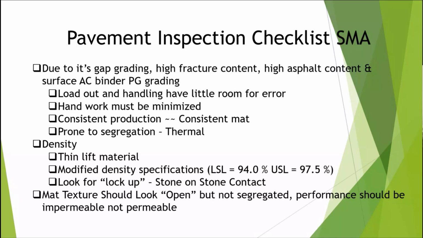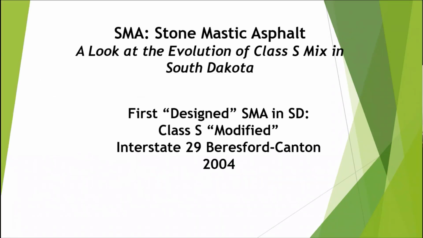And generally, what you're looking for in the design is this lockup. You need the stone on stone contact, and you can feel it in a gyro if you have it right. So your spec limits change to 94 to 97.5. But segregation can occur in placement with that much rock. In most cases, when I've seen it segregated, it's by the windrow and haul and placement, and you kind of eliminate its benefits. Let's put it that way.